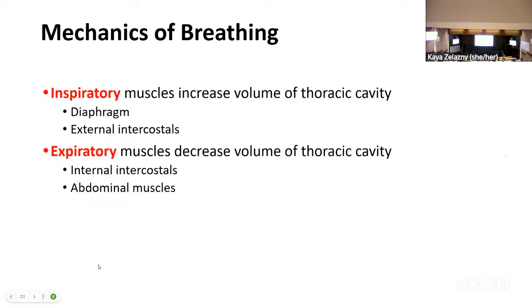Next time we'll run through it again and think about the muscles that are driving this. So let's make sure we understand the pressures. That's really the crux of this unit.